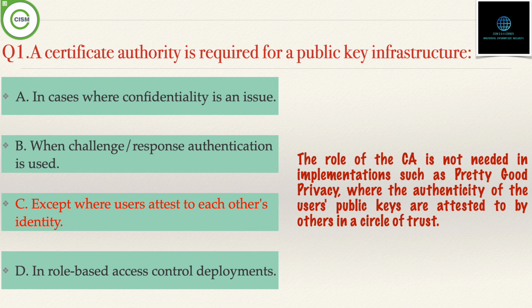Moving to option D, which states in role-based access control deployment. Friends, this option is also incorrect because if the role-based access control is PKI based, like public key infrastructure based, either a certificate authority is required or other trusted parties will have to attest to the validity of the user, right? That's why option C is correct. Moving to the next question.